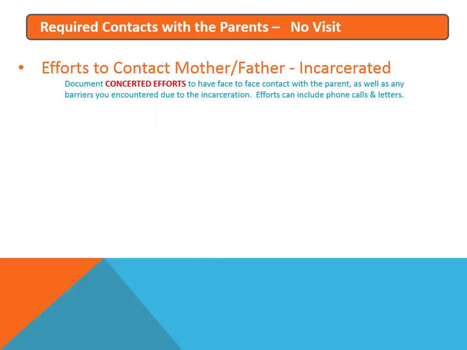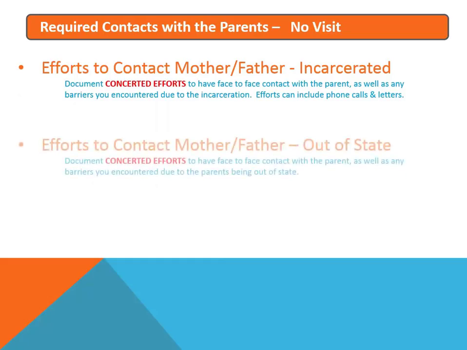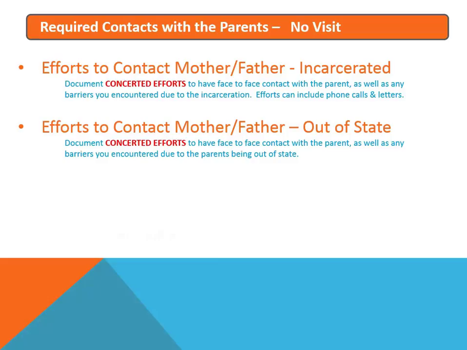The 15th and 16th required contact item types are efforts to contact mother out of state and efforts to contact father out of state. When selecting these types of required contacts, make sure to document your concerted efforts to have a face-to-face contact with the parent, as well as any barriers you encounter due to the parent living out of state. As with the previous item, your efforts to contact and engage the parent should include letters and phone calls with the out-of-state parent.